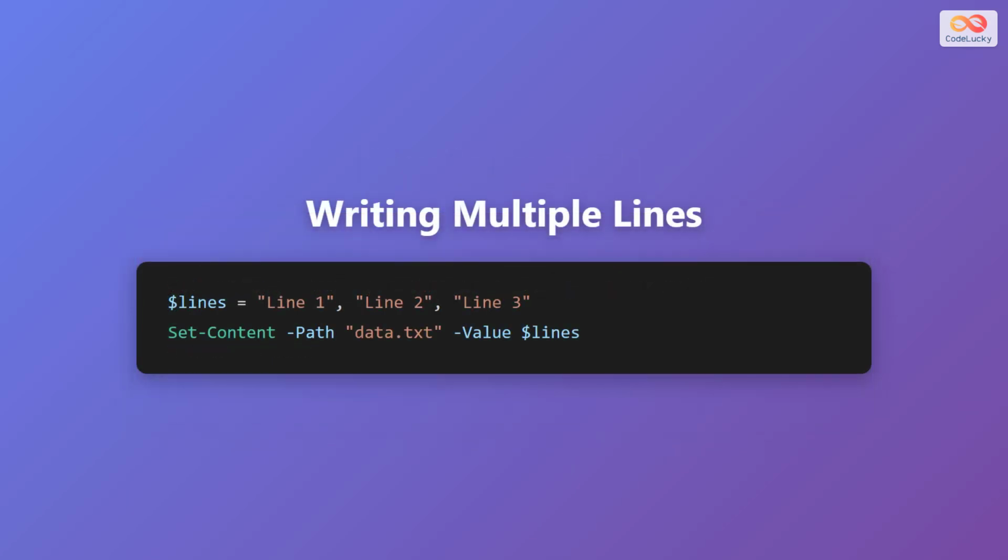Set-content can also write multiple lines at once. Here, we create a variable called lines that contains an array of 3 strings: line 1, line 2, and line 3. When we pass this array to set-content, it writes each array element as a separate line in the file. This is incredibly useful when you need to create structured text files or configuration files with multiple entries.